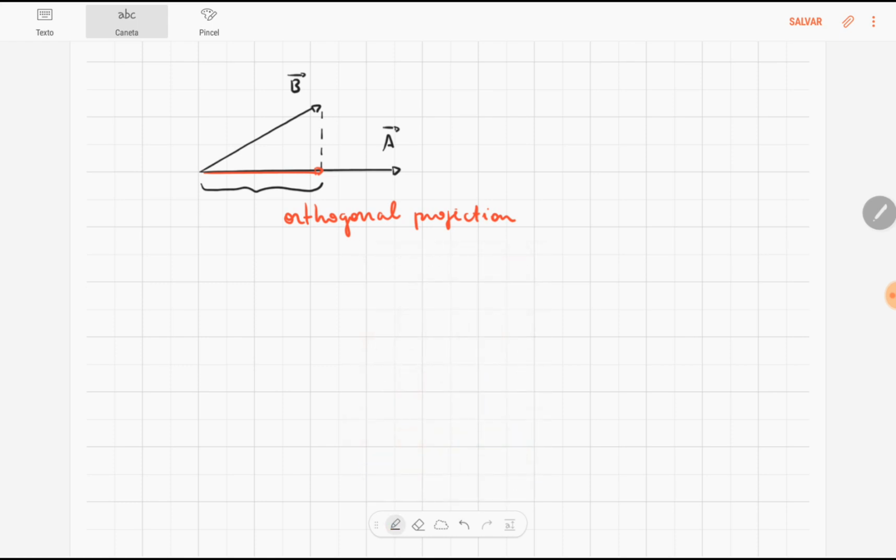Let's consider another vector here. So we may write, I'm gonna call this new vector as B2, and the orthogonal projection is gonna be B1. So we may write B2 plus B1 is equal to B.